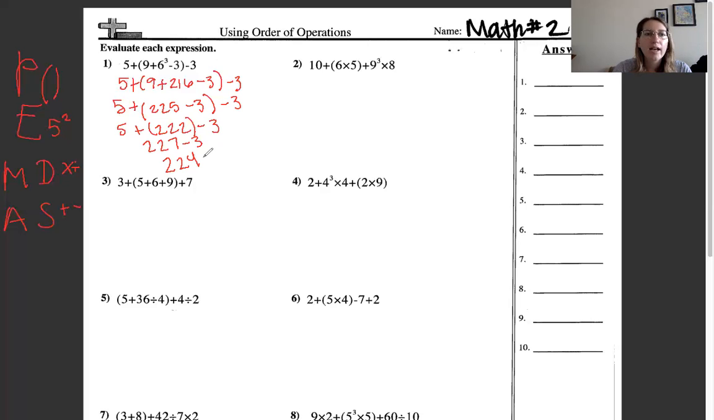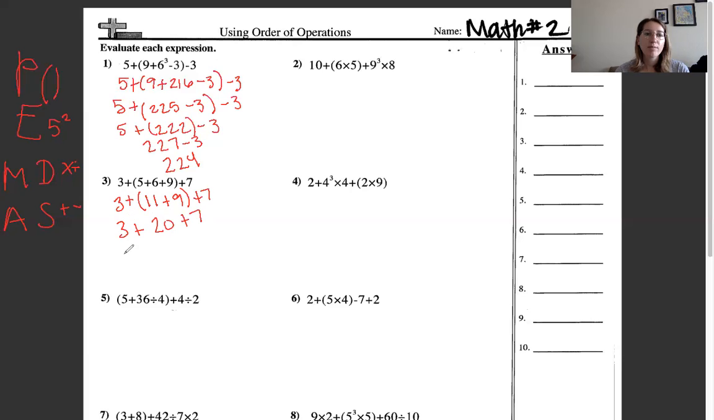So we're going to go ahead and move to problem number 3 here directly below it. I know it's kind of out of order, but you'll see why. Again, we're going to start with our parentheses. So we're going to make sure we come here to our 3 plus, and we're going to start with 5 plus 6, which is 11, plus 9 plus 7. Continue with our parentheses. 11 plus 9 is 20 plus 7.